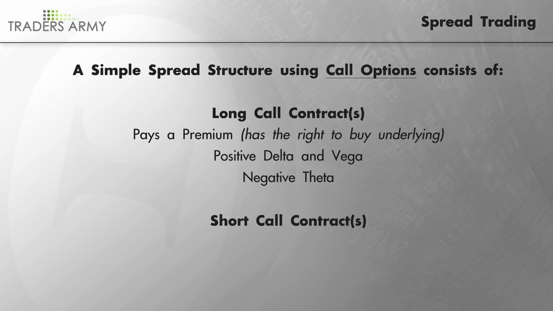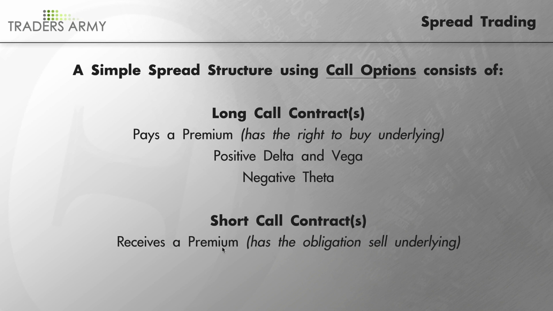A spread structure will also include a short call contract or contracts, which by itself receives premium, has the obligation to sell the underlying, deliver that underlying stock, has a negative delta and a negative vega position on its own, and has a positive theta value on its own, which means on that short call, you're actually receiving money, you're actually getting paid as days go by.